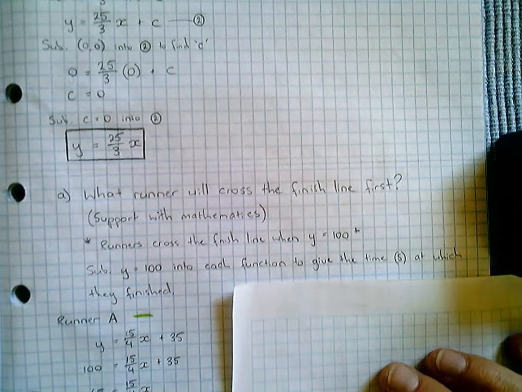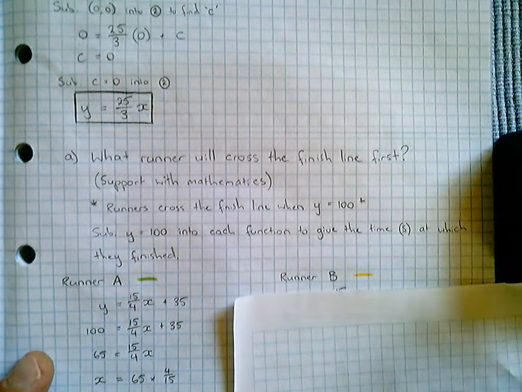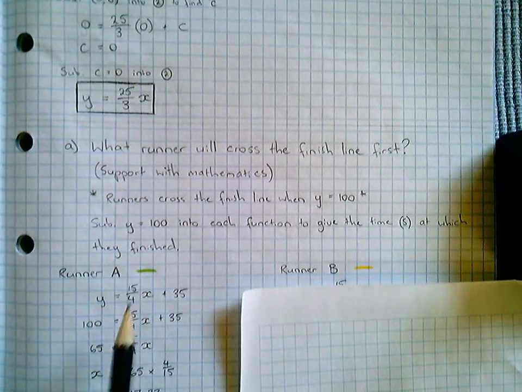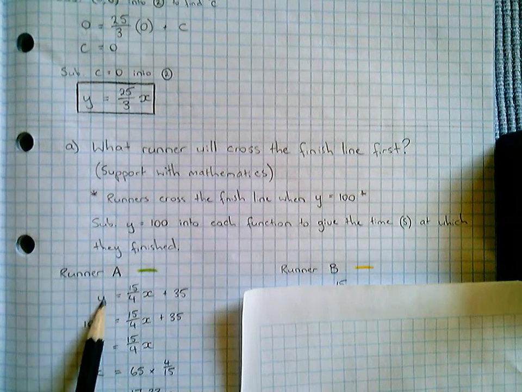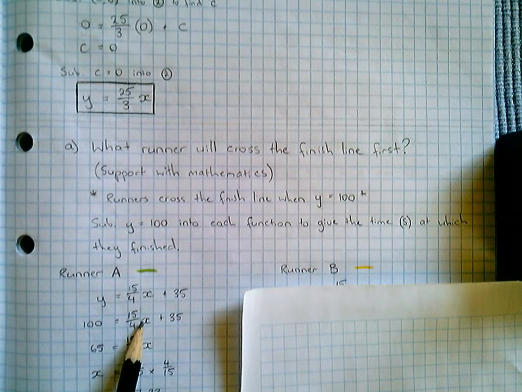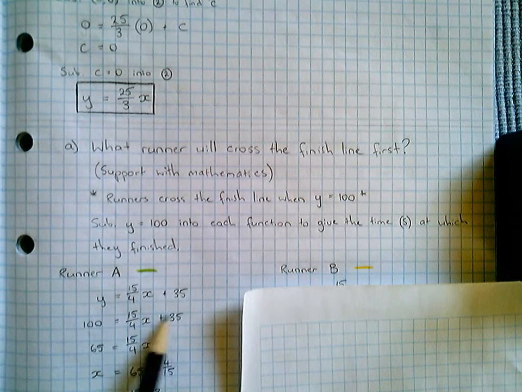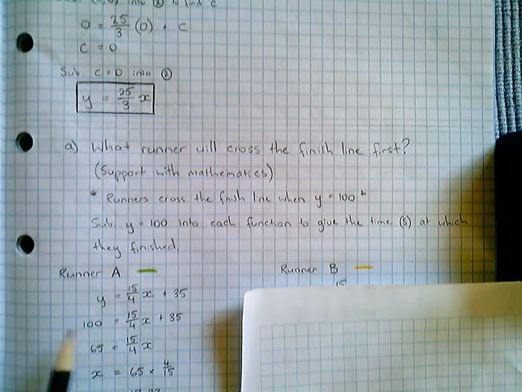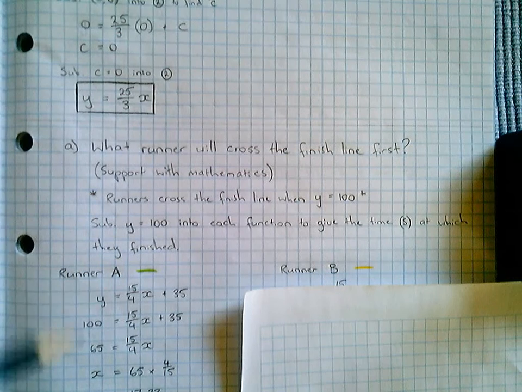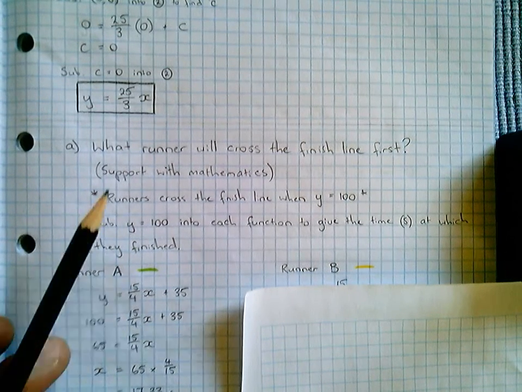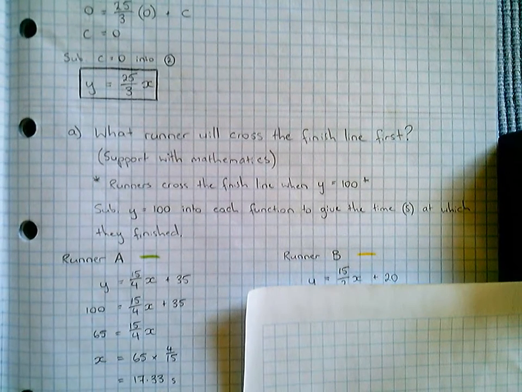So for runner A, I went and did that. I rewrote the function for runner A right here, and then substituted the value of 100 into y. And then I'm simply going to solve for x. So to solve for x, I need to get the positive 35 to the other side, make it a negative 35. So negative 35 combined with a positive 100 gives us 65, leaving just the 15 on 4 x. I then get the 15 on 4 to the other side by switching the numerator and denominator and multiplying. Alternatively, I could divide 65 by 15 on 4. It will give me the same answer of 17.33 seconds. So that's runner A.